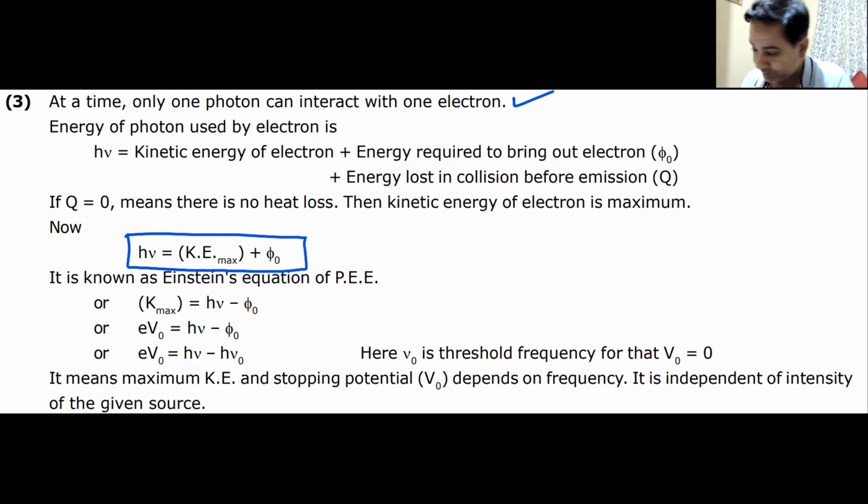Now, we all understand the law of conservation of energy. Energy cannot be created, energy cannot be destroyed. This photon has an energy. Let me call that energy E. This is the total energy this photon has.